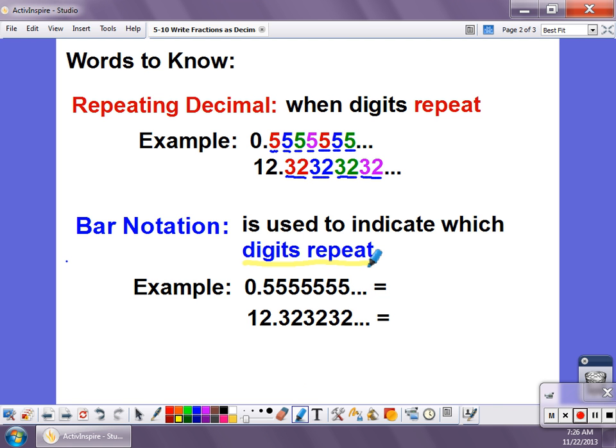Now, the important thing to look at when you're trying to write your bar notation is figuring out exactly which digits repeat. When I look at this decimal, there's only one digit that repeats over and over again. So the way I would write this in bar notation is I would take that one digit that happens over and over again and place a bar on top of it. When I look at this decimal, I can see that it's the 3/2 that repeats over and over again. So when I write this decimal, my whole number is a 12, and then the two decimals that repeat over and over again are 3/2. So I write them one time, and I put a bar over them. So whatever decimals repeat, you write them, and you put a bar over them.